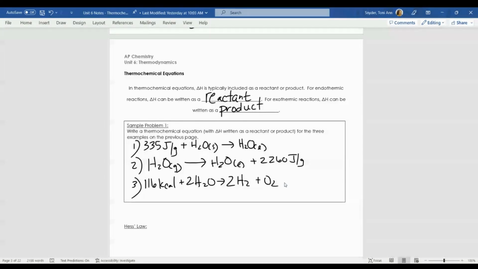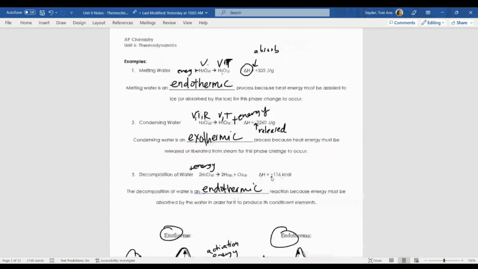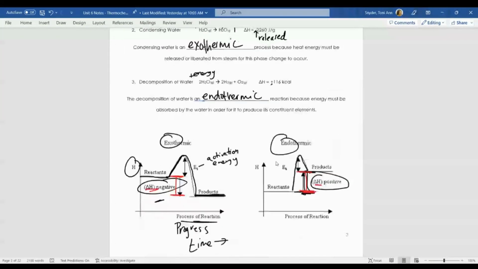I feel like we've been doing some FRQs and you've kind of seen some of these already. You've especially seen delta H represented up here. We've kind of ignored that so far because we didn't talk about this yet, but that's what that means. It's just how much heat is either absorbed or released in the reaction.